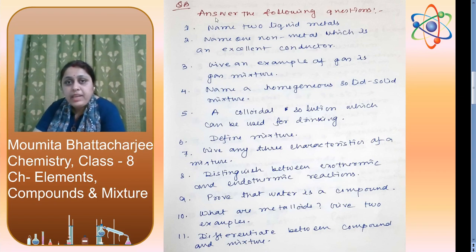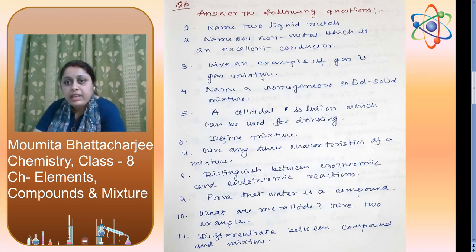Next question number B, answer the following questions. Name two liquid metals. Two liquid metals are mercury and gallium. I repeat, the two liquid metals are mercury and gallium. Second one, name one non-metal which is an excellent conductor. We know generally non-metals are bad or poor conductor of heat and electricity, but the exception is graphite, or we can say carbon. So the answer will be graphite.